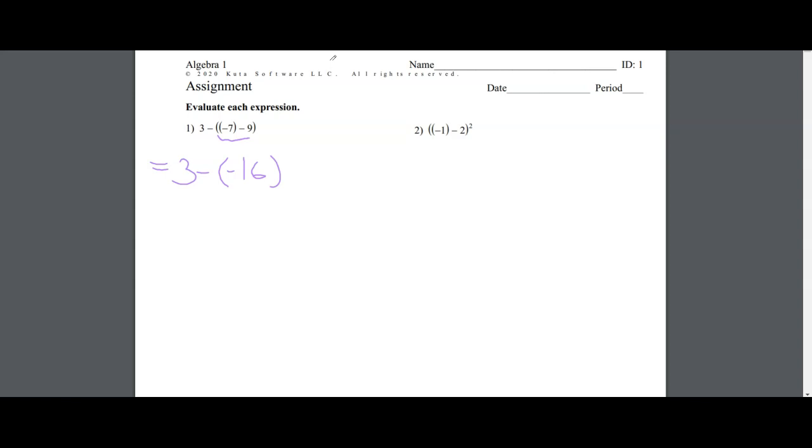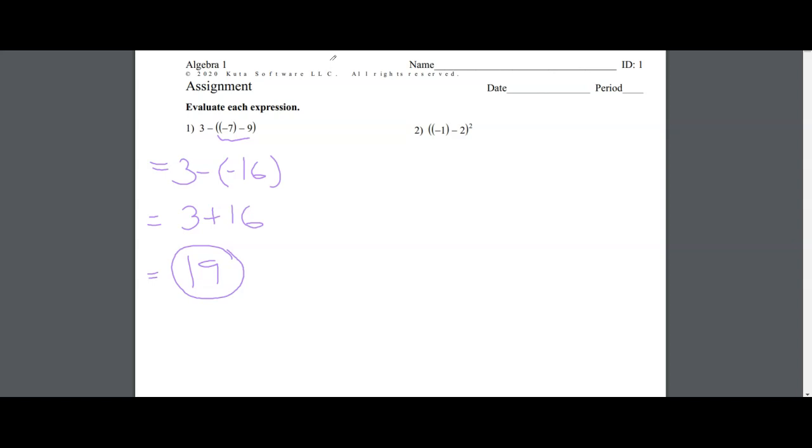Right here I'm subtracting a negative number, so there's nothing else for me to do inside parentheses. But it's 3 minus -16, which ends up becoming 3 plus 16. Remember, when you're subtracting a negative, that's really like adding the number. And then 3 plus 16 is 19. So we are done with number 1.